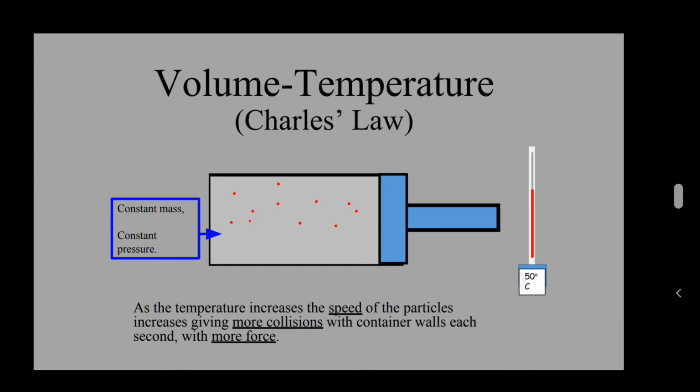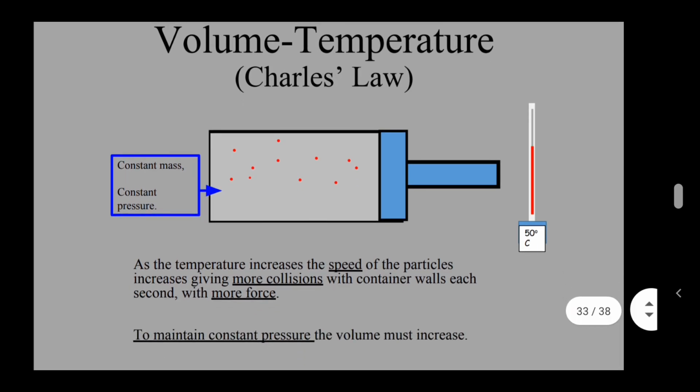Okay? So as the temperature increases, the speed of the particles increases. So speed, as I've said, remember, they get faster. So therefore, there's more collisions with the container wall, and therefore there's more force. But to maintain that constant pressure, the volume must increase.